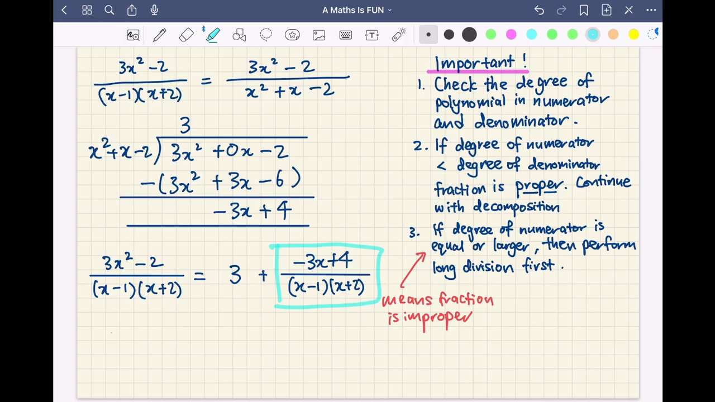All right, so I've reached the end of this video. I hope this video is a comprehensive enough guide for you to get started on how to perform partial fraction decomposition. All the best to you in your learning, and I hope you can perform your partial fraction decomposition with confidence.